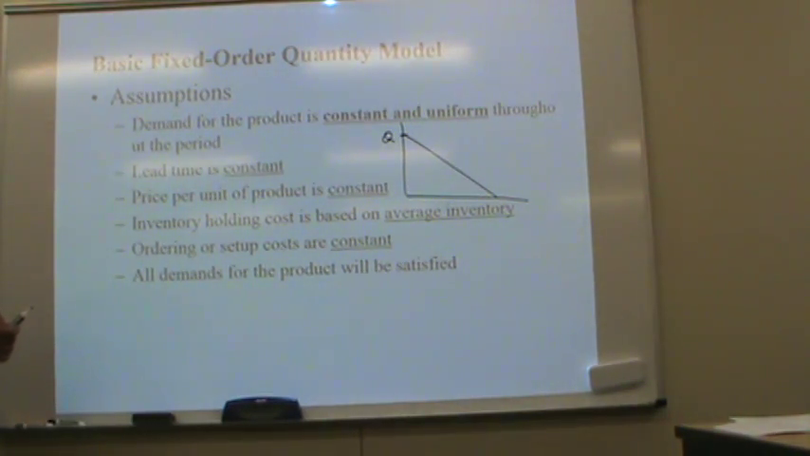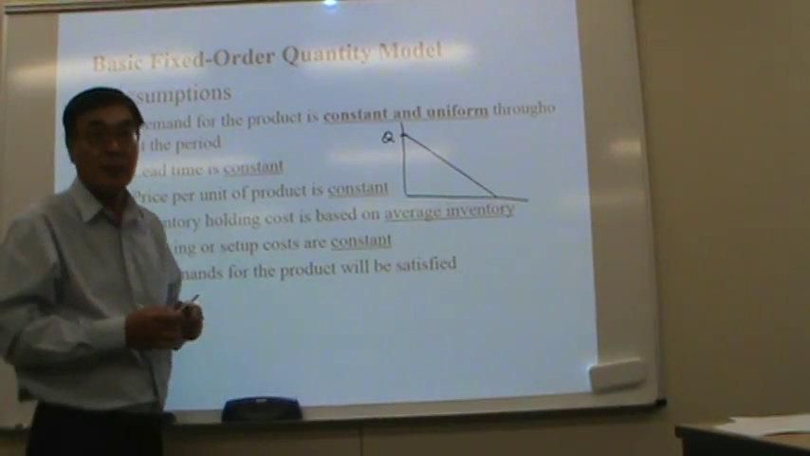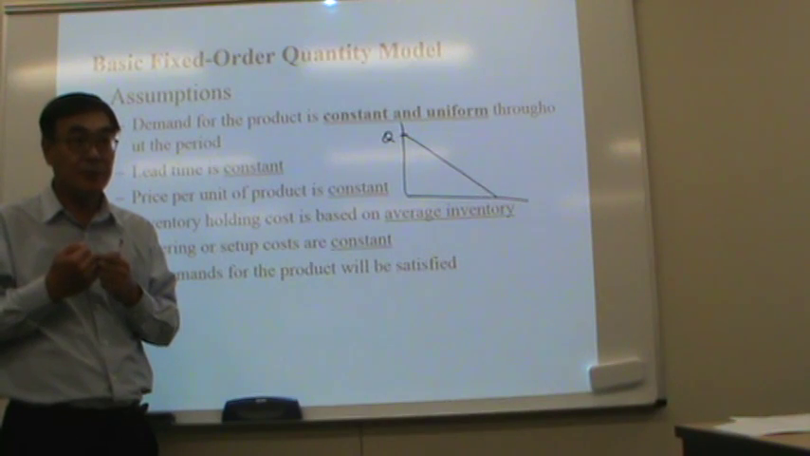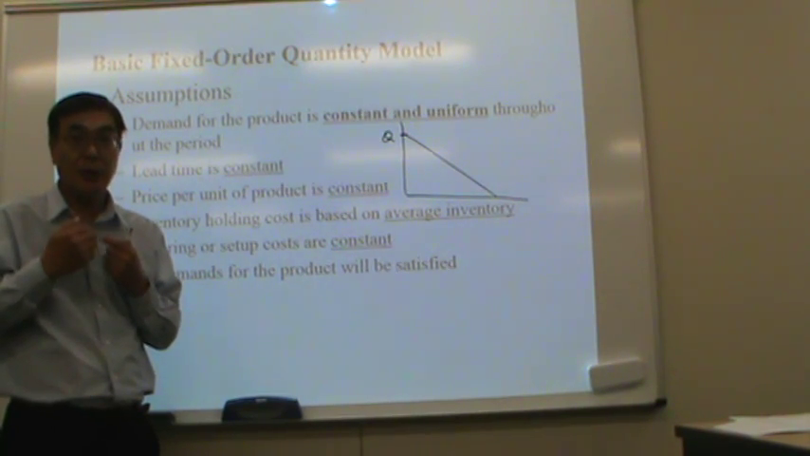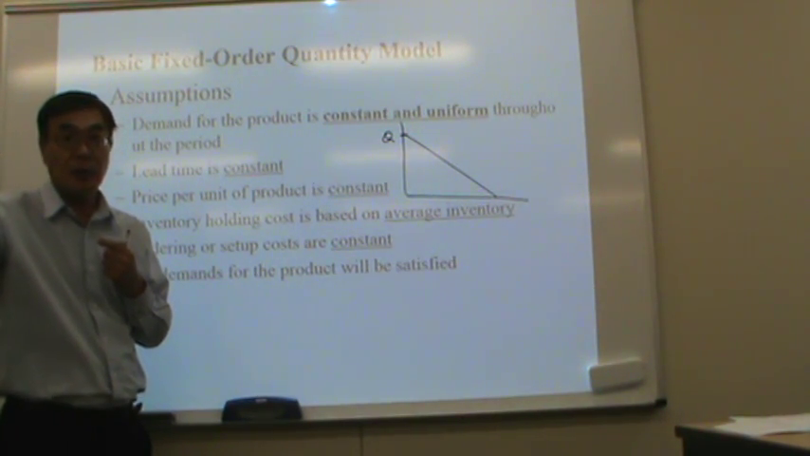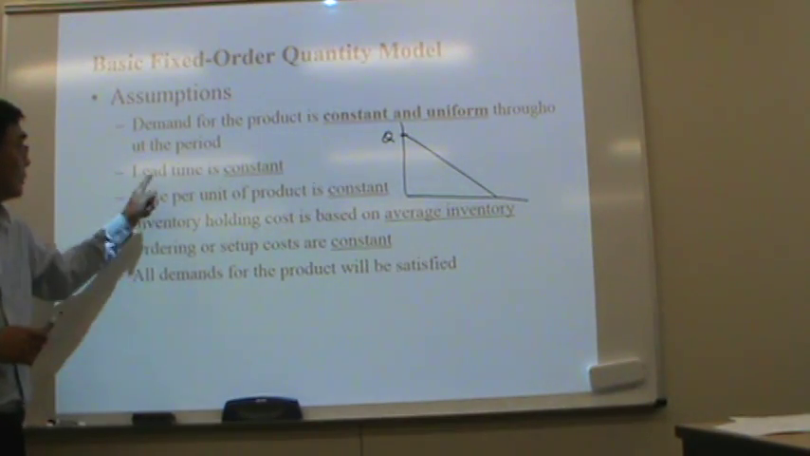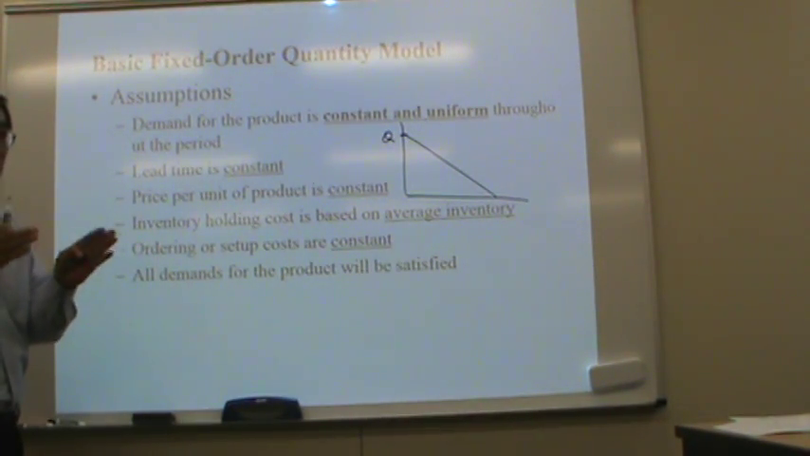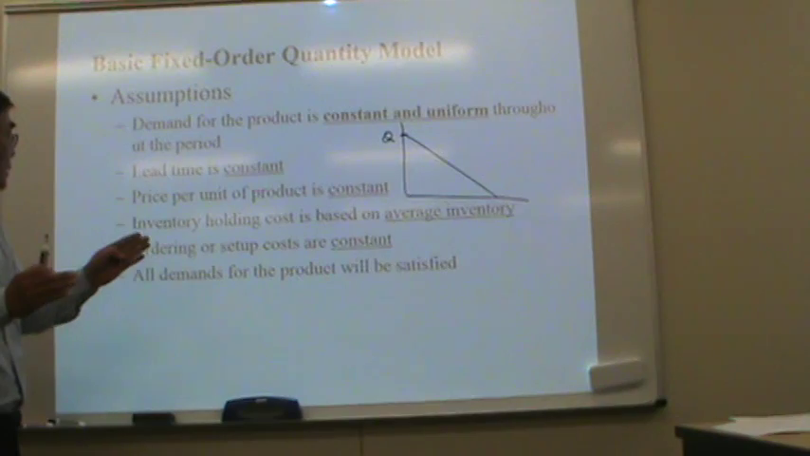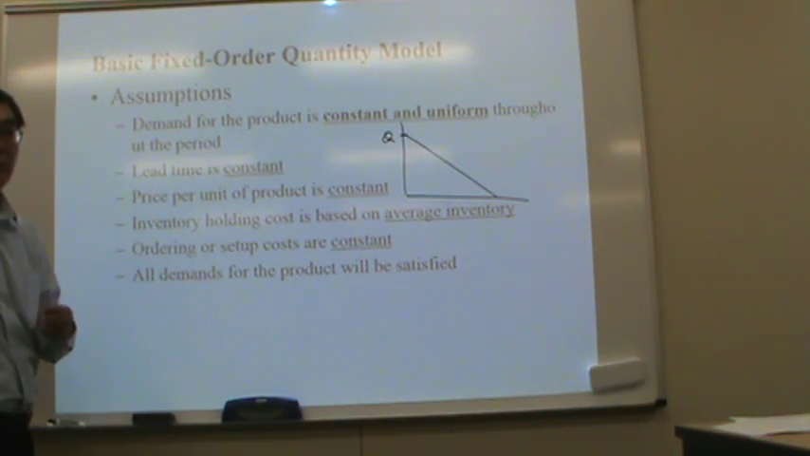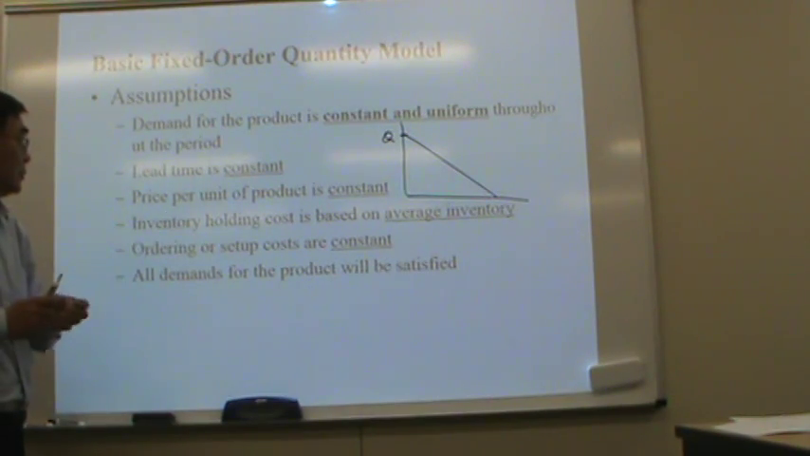And then lead time is constant. Lead time is the time between order and receive. If I order today and receive something 1 week later, 1 week is the lead time. Lead time is the same every time. Then price per unit is the same. Today ordered, maybe tomorrow the same unit cost, unit price.